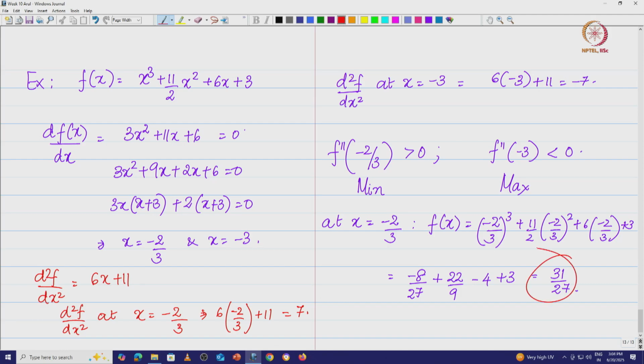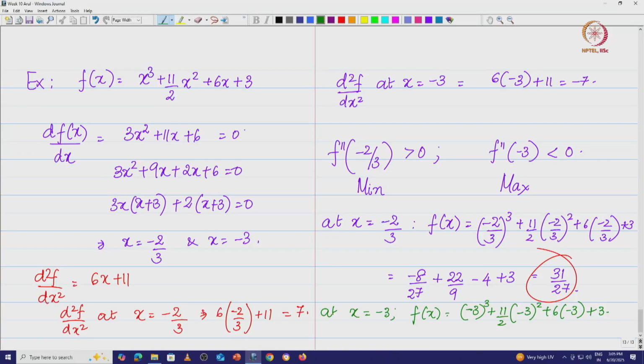Now at x is equal to minus 3, we have f(x) is equal to minus 3 the whole cube plus 11 by 2 into minus 3 the whole square plus 6 into minus 3 plus 3.